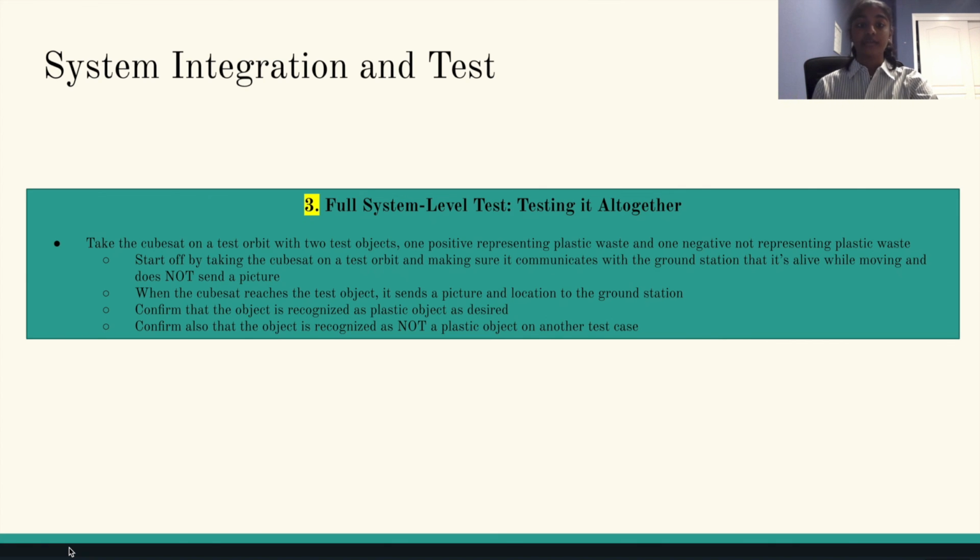As you can see, we plan to devote substantial time for system integration and testing, as we expect this to be a complex and time-consuming process to get right.